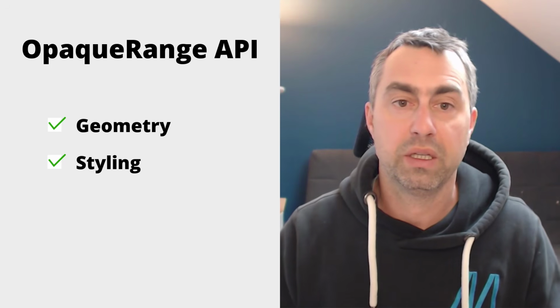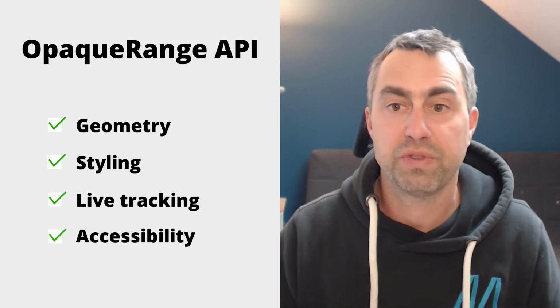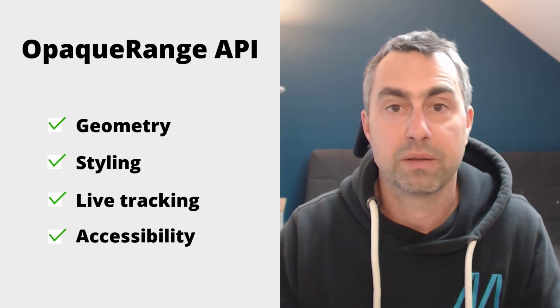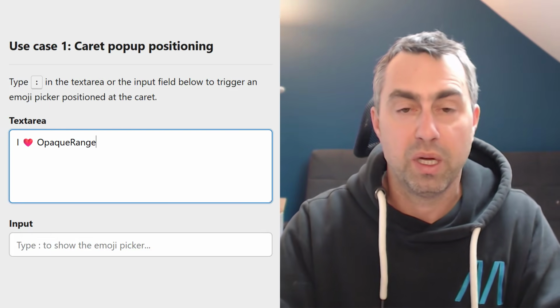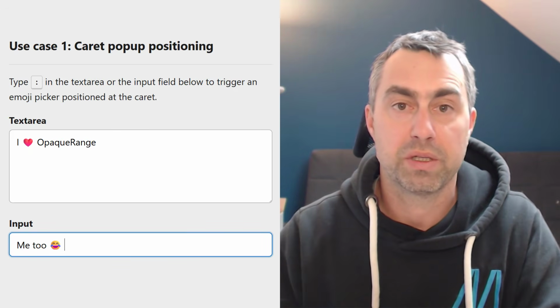With this, the browser handles all the geometry, all the styling, and it even tracks the range automatically for you. Accessibility is preserved as well because you can keep on using your native form controls without any hacks. Alright, here's a quick demo of a caret positioned emoji picker pop-up. When I type colon, the emoji picker appears exactly where my cursor is.